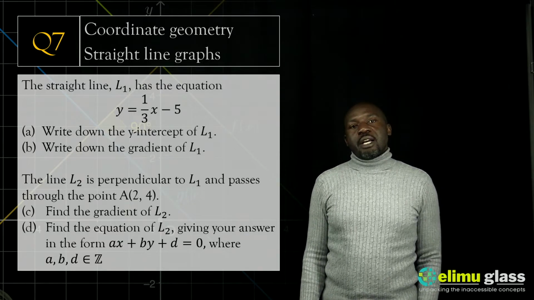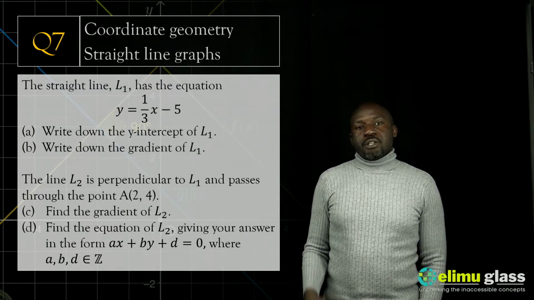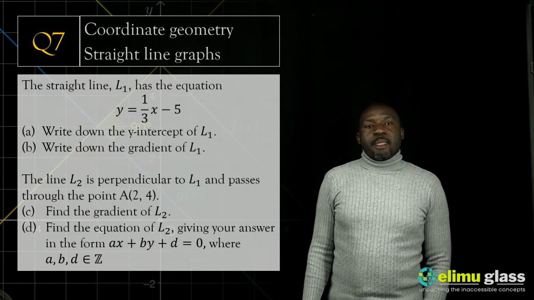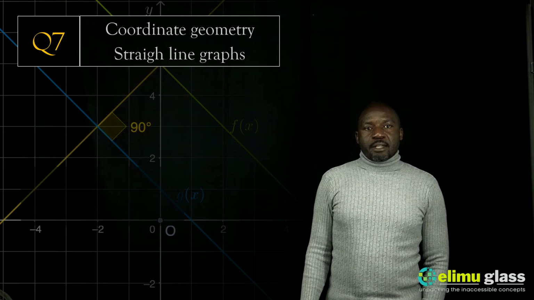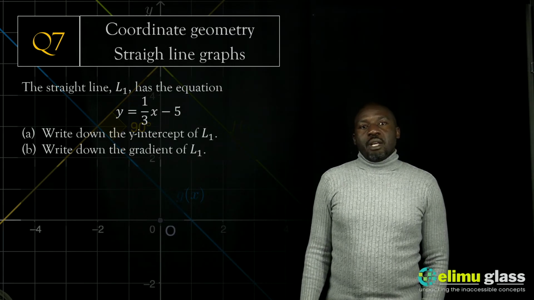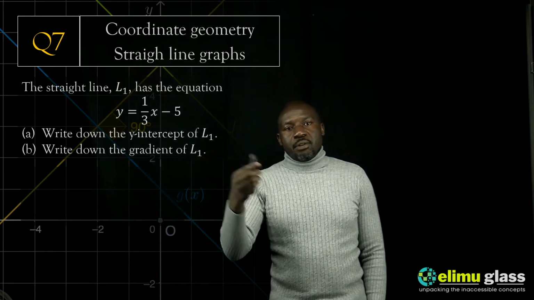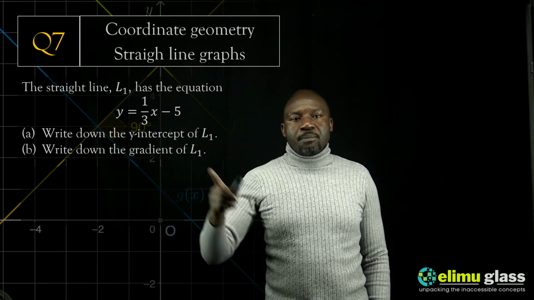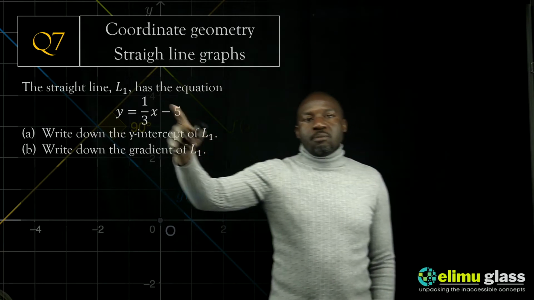Okay, so let's go ahead and answer this question. It's just a reminder, this was simply remembering a few facts. Hardly any mathematics here. The straight line L1 has this, so this is the first part. Write down the value of the y-intercept and of the gradient. This we just do by looking at this.